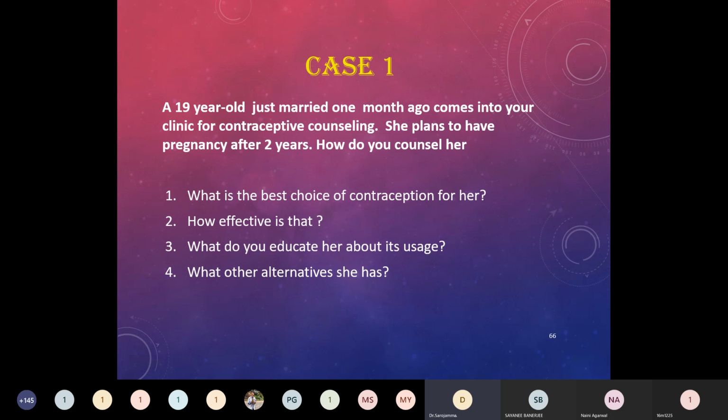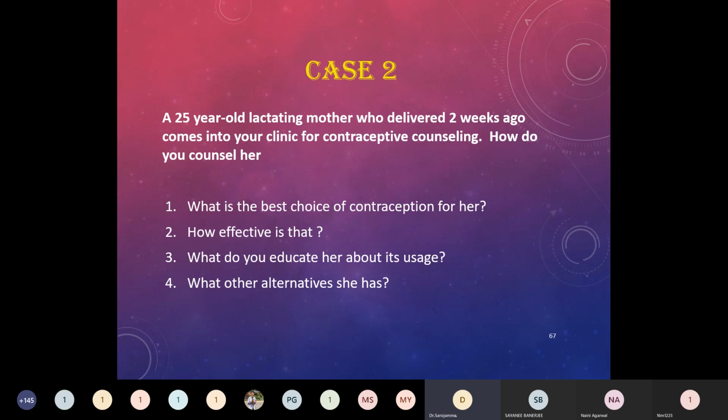And how do you educate her about its usage, when to start, and what about the management of missed pills? What are the side effects? What are the major complications expected? What are the minor complications? And how to manage, when she should come back for the follow-up. She should come after 3 months, 6 months, and then every year. So these are the questions you have to ask and explain, and counsel her about all these things.